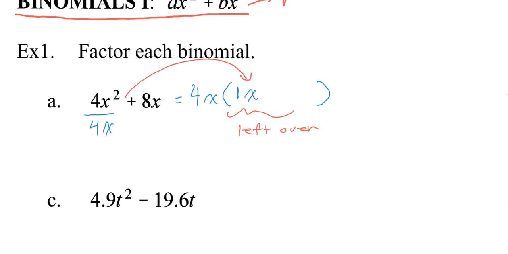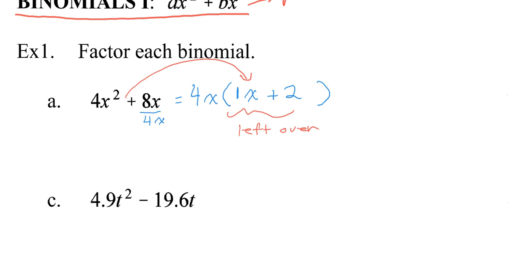And then I have to think about what's happening with the last bit of our problem. So right now, I've already dealt with my 4x squared. So imagine I'm looking at the 8x. I'm going to imagine I'm dividing 8x by 4x, and I'm going to put the result into my brackets. So what is 8 divided by 4? It gives us 2. X divided by x gives us nothing, so that is our final answer.